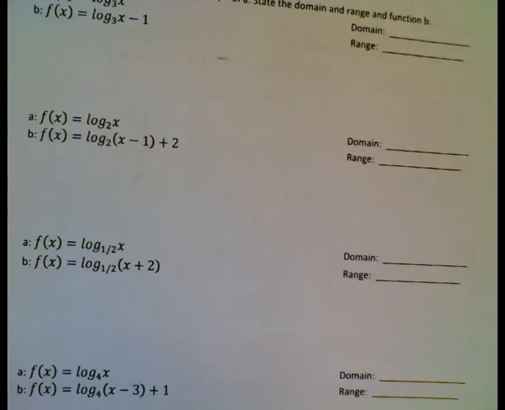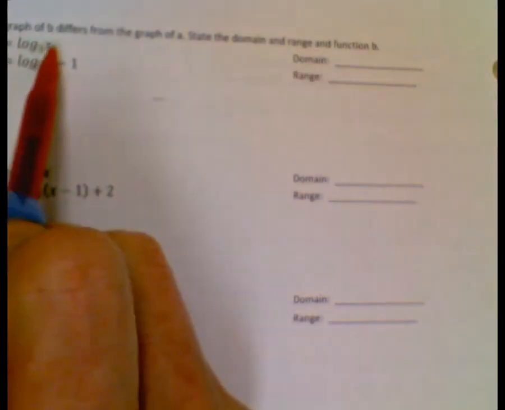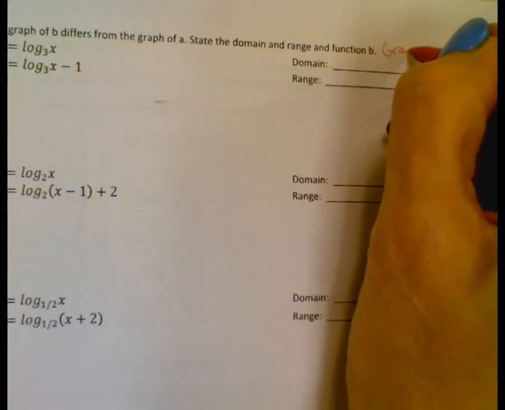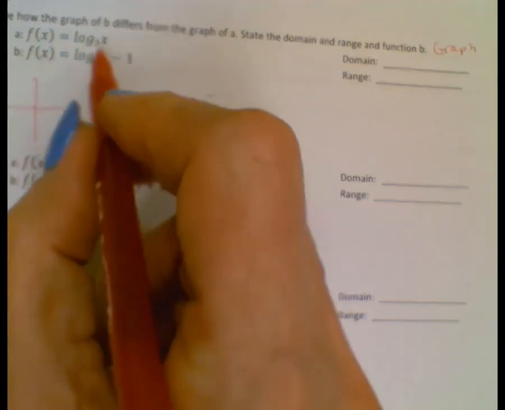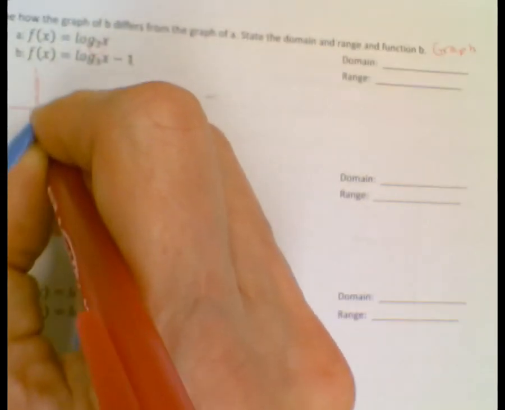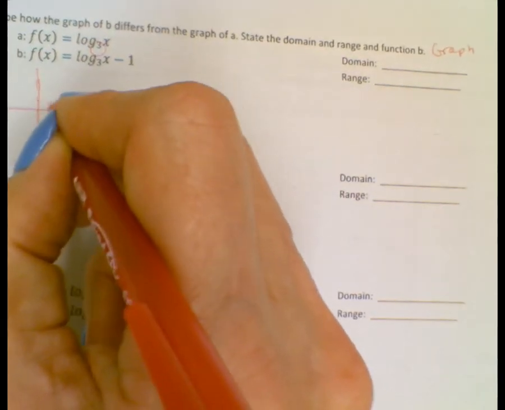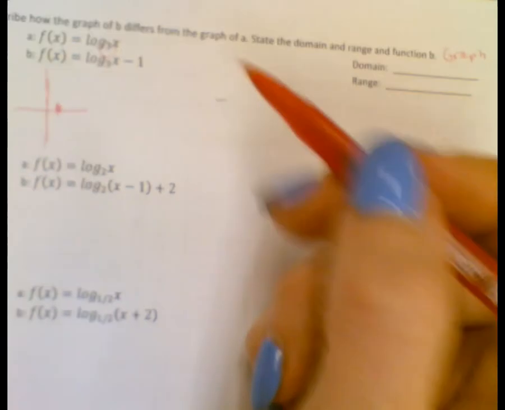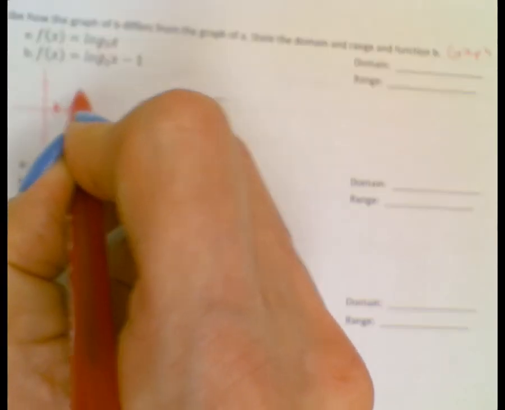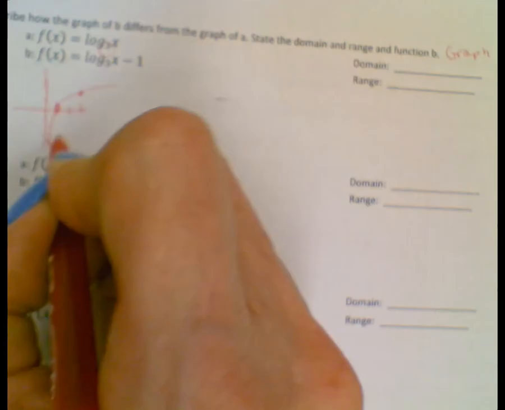Now the one on the quiz tomorrow is going to say describe how the graph differs from, and then state the domain and range. It's also going to say graph both. So this first one, log base 3 of x, when it has a base 3, first of all, if there's no parentheses, the vertical asymptote is there. There's always a point at 1, 0. And when it has a 3, go to 3 and go up 1. It's a little quick graph of that. You can graph it on the calculator, but that's pretty much what it looks like.